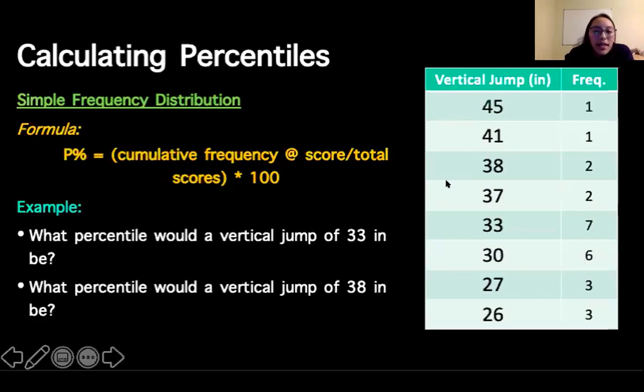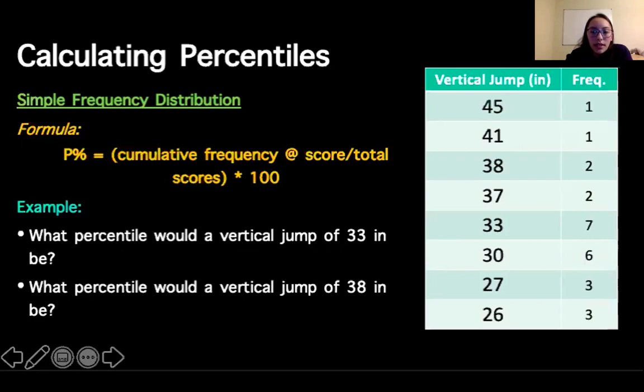So we have vertical jump data and the frequencies at which individuals met these particular measurements, okay? If we wanted to figure out what percentile a vertical jump of 33 inches would be, we need to know two things. We need to know the cumulative frequency that occurs at this given raw score, and then we need to know how many people were collected total, right? Because those are the two components of the equation.